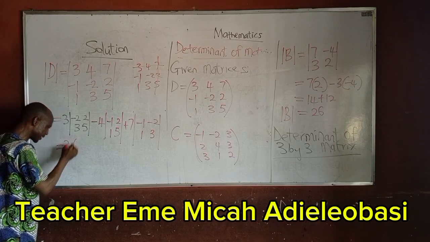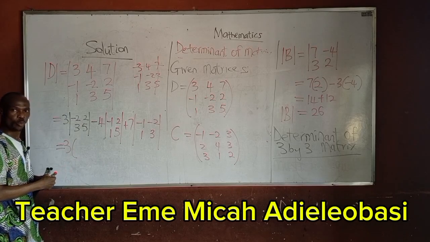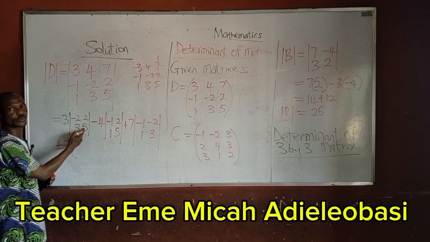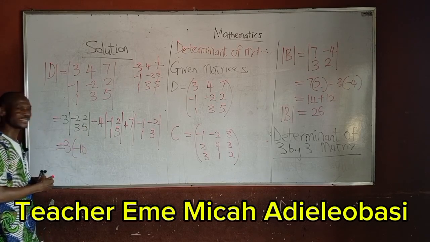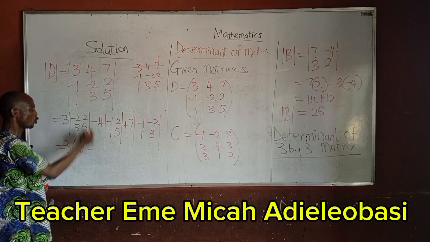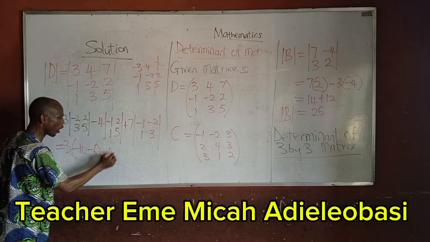Open our brackets. Find the determinant now. What's the determinant? We've learned how to do our 2 by 2 now. Minus 2 times 5 gives us minus 10. Minus 3 times 2 will give us 6. This is now minus 4.